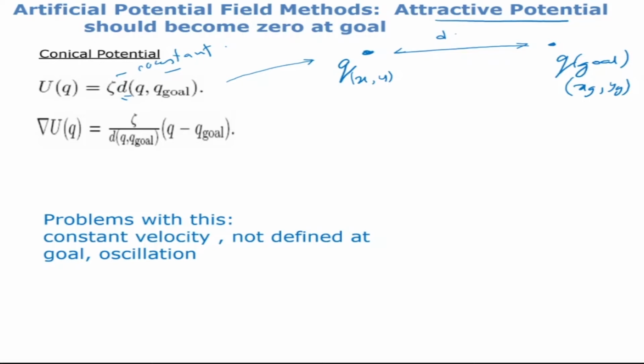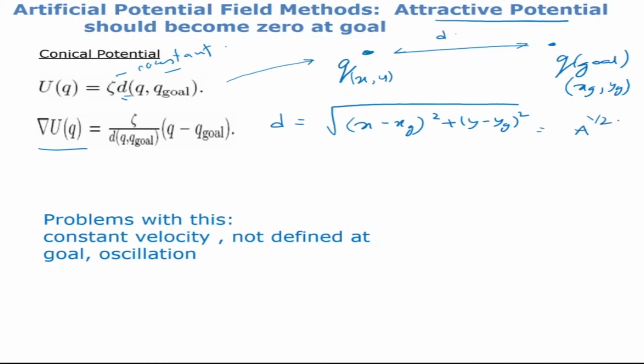Now if this is the conical potential, then I need to find the gradient, which is given by grad of U. Let me see what the distance between q and q goal is. d is equal to the square root of (x minus x goal) squared plus (y minus y goal) squared. This is the Euclidean distance. So I can write this as a raised to half, where this is equal to a, just to understand.